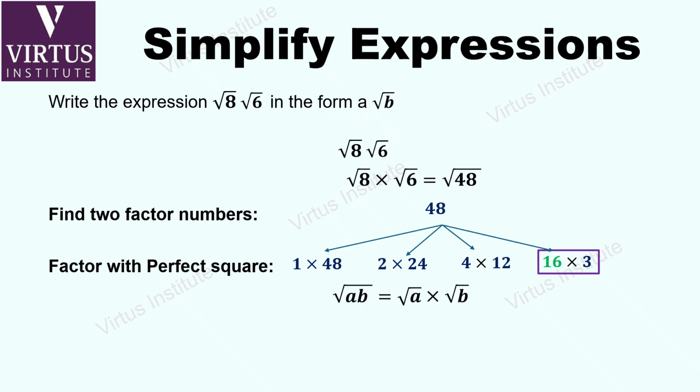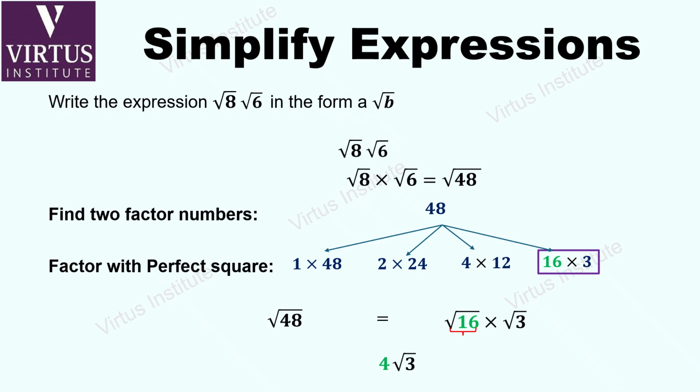Again, using the surds rule that the square root of a product equals the product of the square roots, we write the square root of 48 as the square root of 16 multiplied by the square root of 3. Next, simplify the square root of the perfect square. Square root 16 becomes 4. Leave the non-perfect square 3 inside the square root.